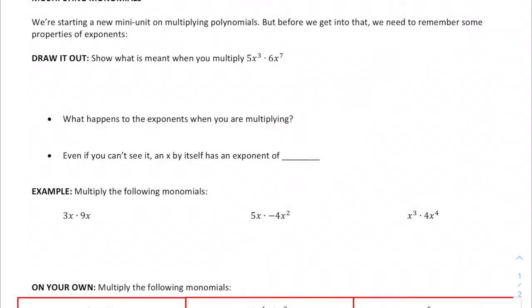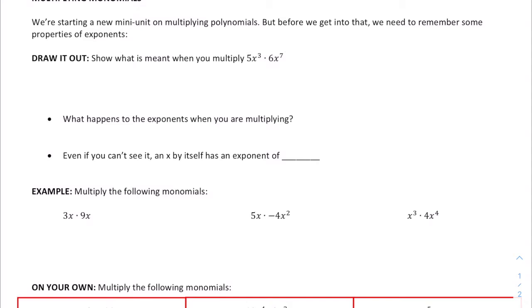All right, welcome back. This week we are starting a new unit on something called polynomials, and we're going to focus solely on multiplying polynomials. And the first thing we have to be able to do in order to multiply polynomials is we have to be able to multiply monomials. And so that's what we're going to do today.